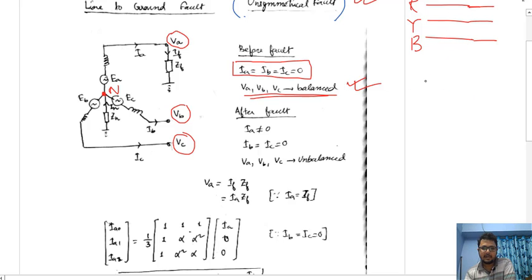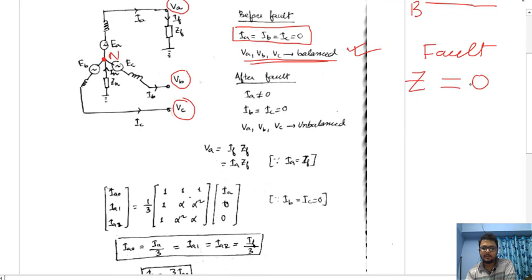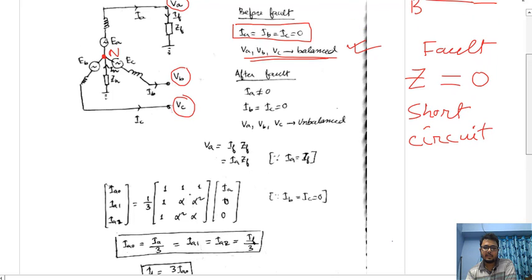If a fault occurs in any phase, then fault means the impedance becomes 0. If impedance becomes 0, it becomes a short circuit. Impedance becomes 0 means short circuit. So in case of a short circuit, the path becomes feasible for the current to flow, so all the current flows through that path.